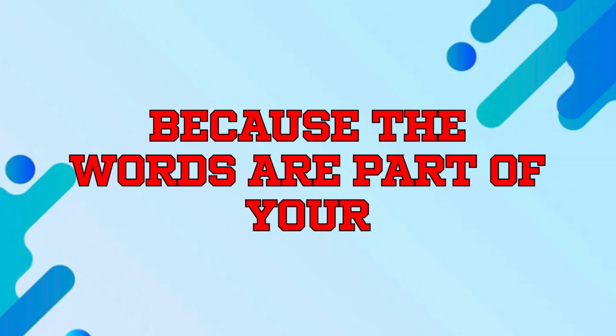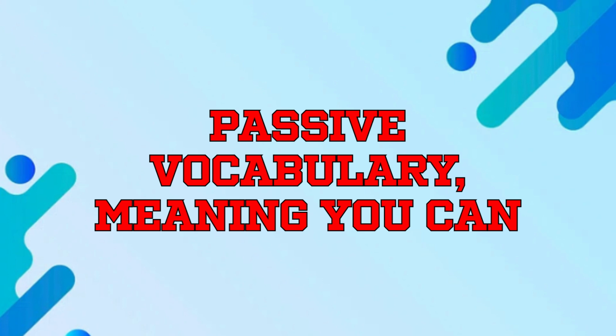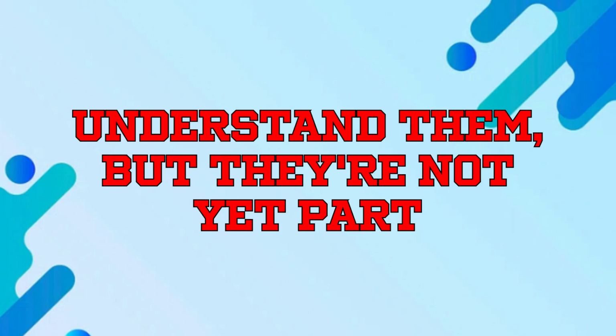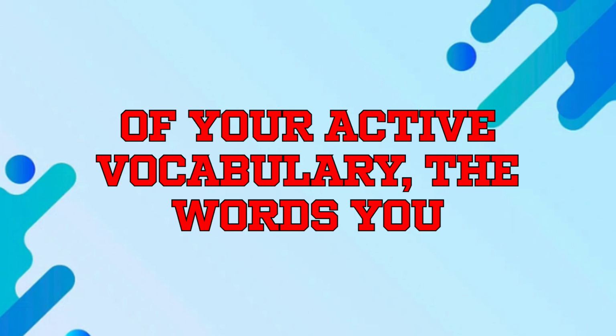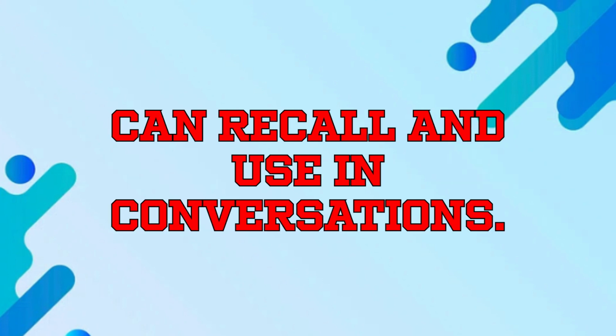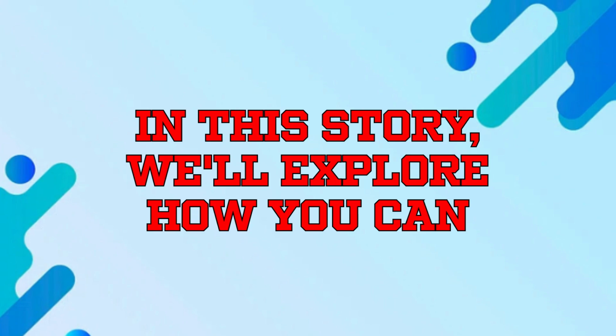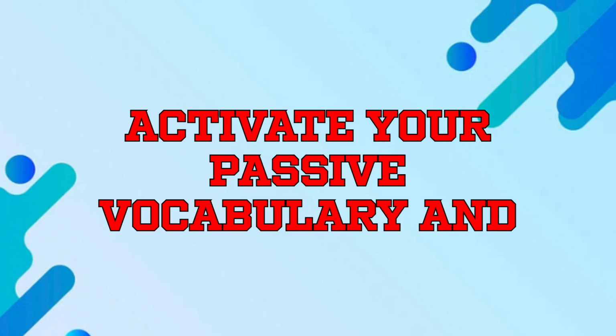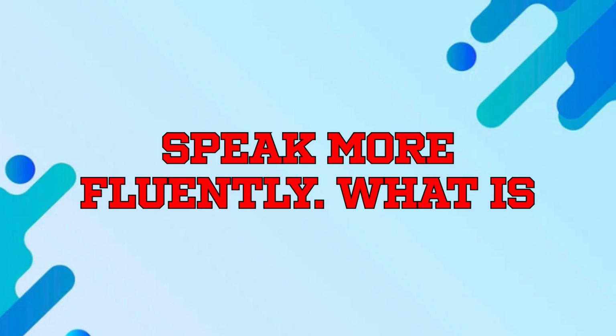This happens because the words are part of your passive vocabulary, meaning you can understand them, but they're not yet part of your active vocabulary, the words you can recall and use in conversations. In this story, we'll explore how you can activate your passive vocabulary and speak more fluently.